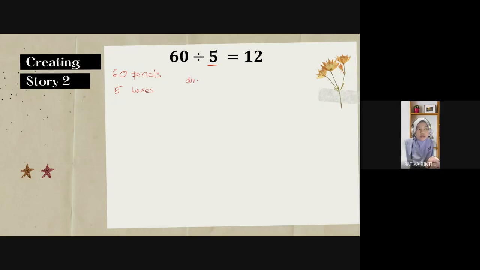Divided, we can use this one, divided equally. It means that we are going to divide the 60 pencils equally into 5 boxes. That is the situation. So, siapa mau bagi tahu? Siapa mau nak cerita tu? Siapa mau pula cerita? You can on your mic.